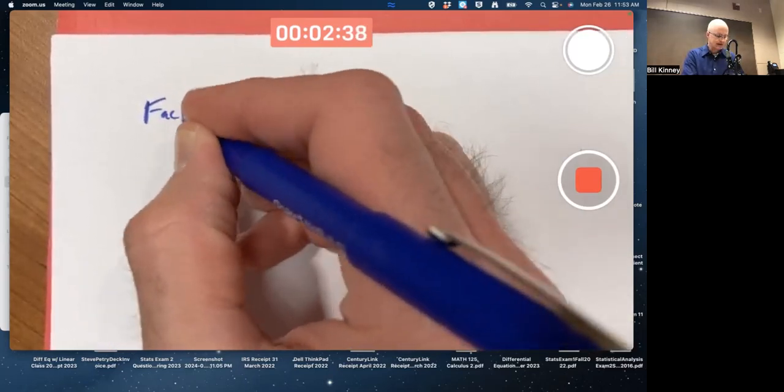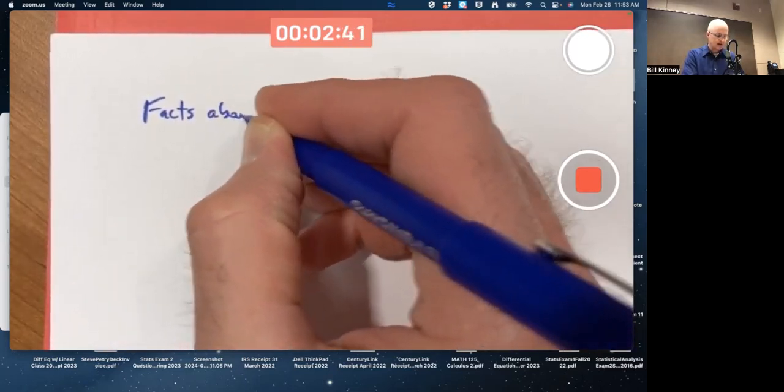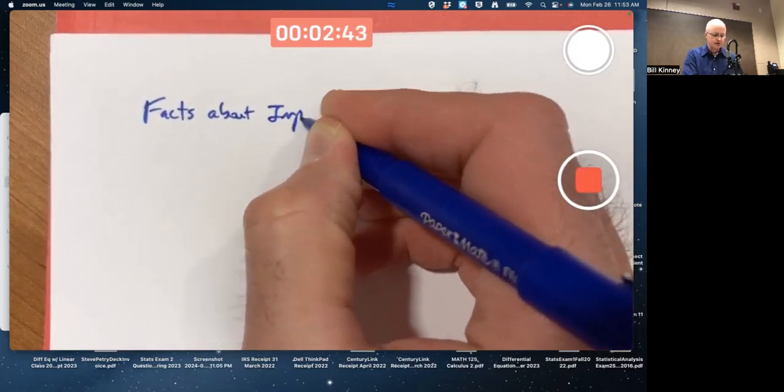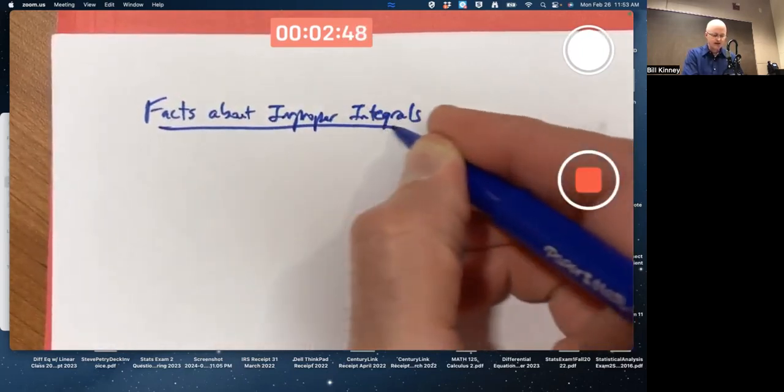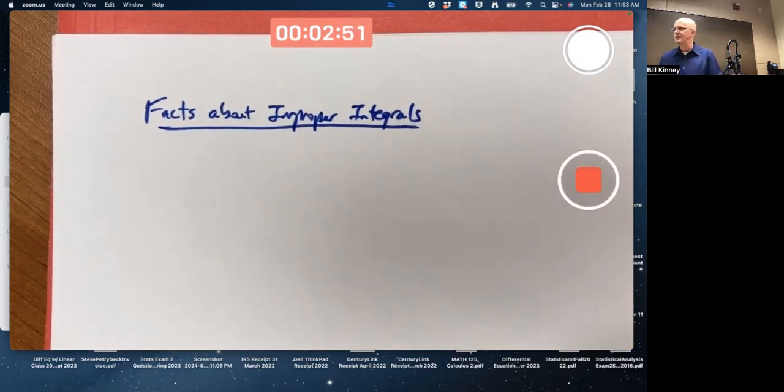Facts about improper integrals that are worth committing to memory, even though on regular exams you may use a note card.